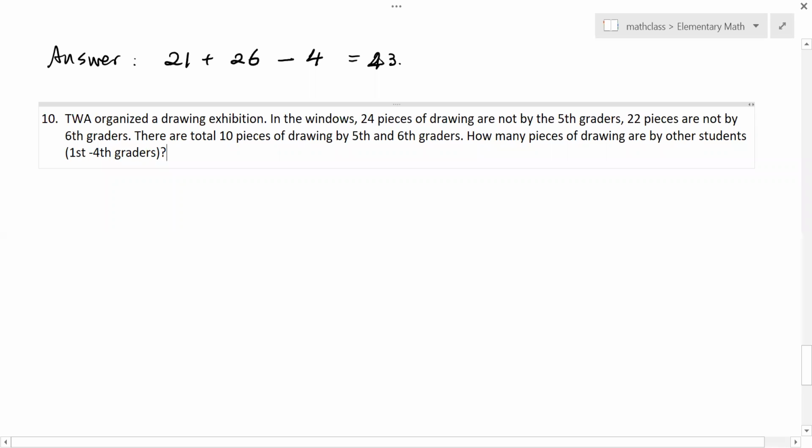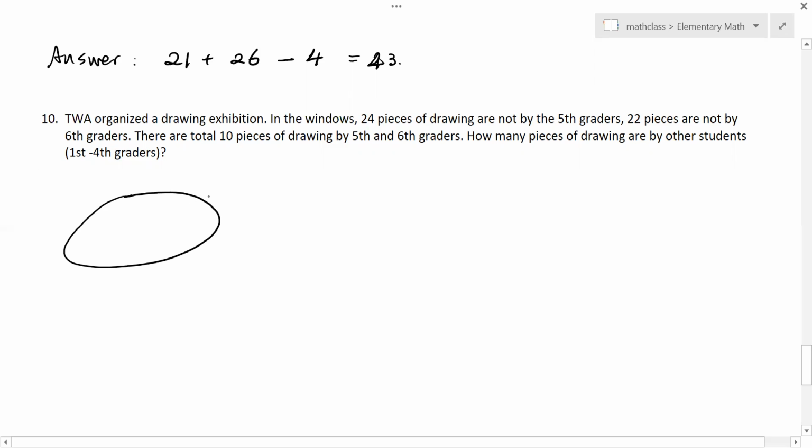So this is not a trivial problem. We assume that this school has first grade all the way to sixth graders. Now, how to do this problem? Let me show you the picture. So we have the picture here.